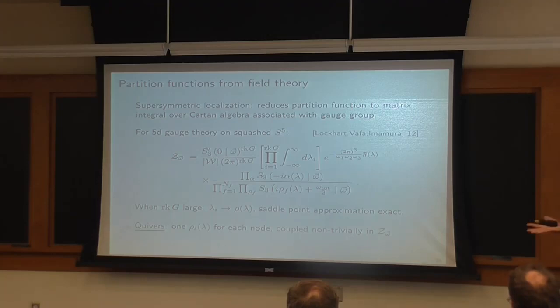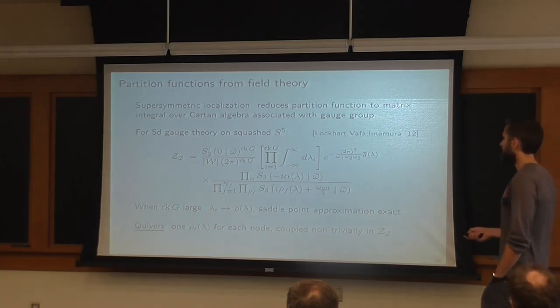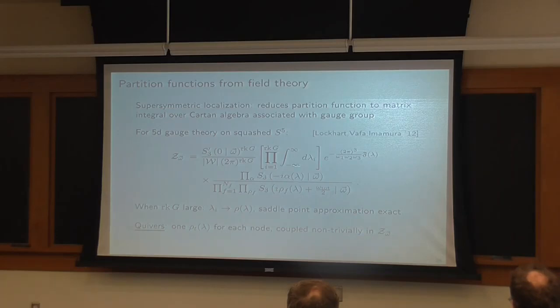This is in principle straightforward. The challenge here is that for quivers this gets a little bit more complicated. You basically get one matrix integral for each gauge group. And that is basically the theories we were looking at. They were all quiver gauge theories.